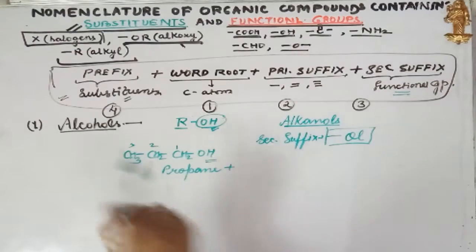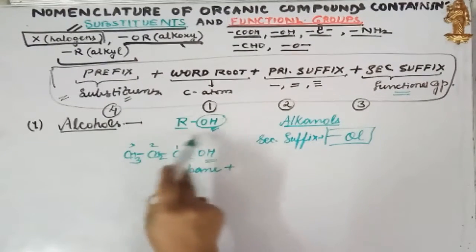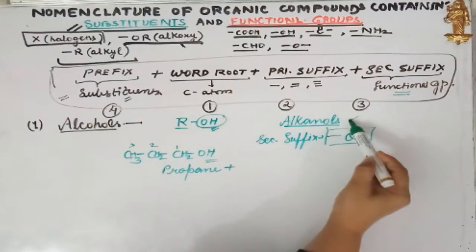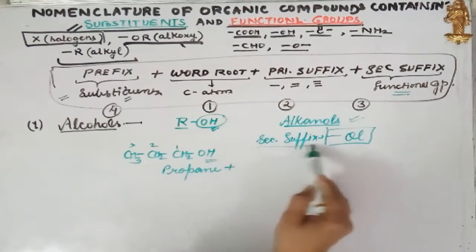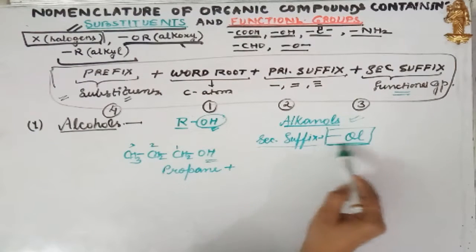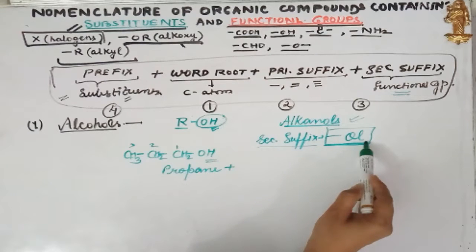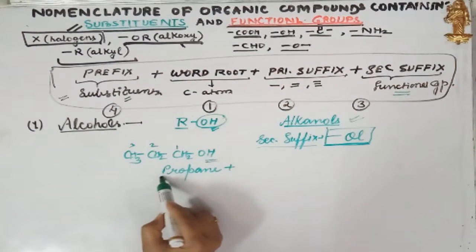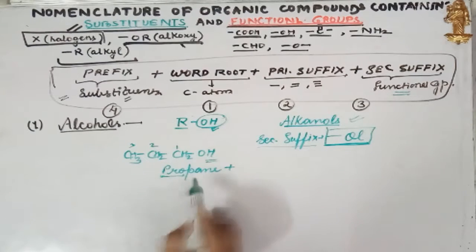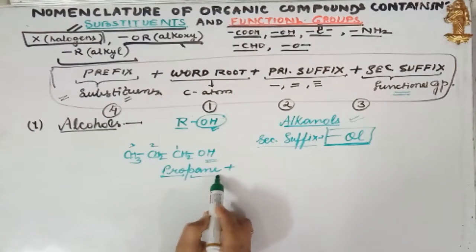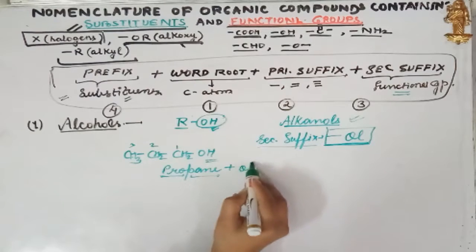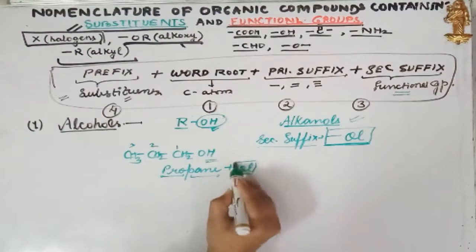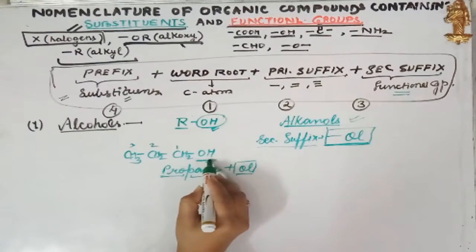So let us start with it again. Alcohols are indicated by ROH. They are named as alkanols, and the special secondary suffix which will indicate the presence of alcohol in your compound will be OL. So let us name it. First of all, I have added the word root to the primary suffix, and then I am going to add ol to it. This ol is indicating the presence of OH in the compound.